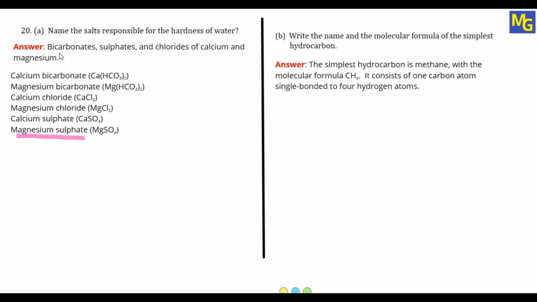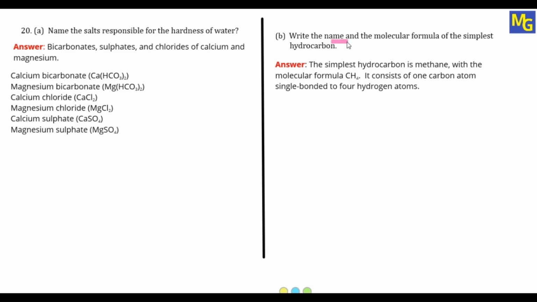So as I have written here, bicarbonates of calcium and magnesium. So these two are bicarbonates of calcium and magnesium. Then sulfates. So calcium sulfate and magnesium sulfate are the sulfates, and chlorides means calcium chloride and magnesium chloride. So this is the answer for question number 20 A. Now the B question, next question.